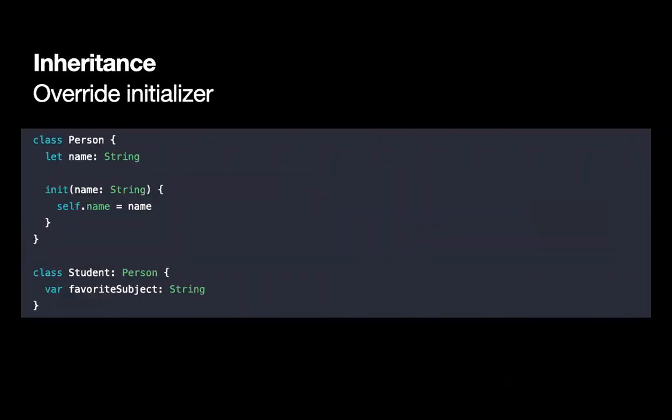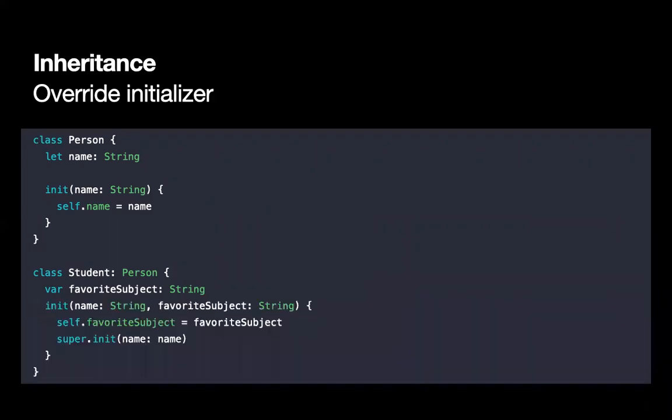Then the next concept is override initializer. You can also override the initializer. Here we have created a student class which inherits from person, having its own property, favorite subject. But here the class student has no initializers, so you can put the initializers here. You can init that with the name string and favorite subject string, self dot favorite subject is equal to favorite subject. Then super dot init name equal to name.